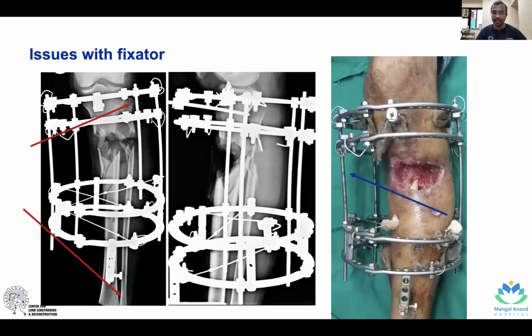Before that, the problems in the fixator were: the first ring was above the level of the fibular head, sir. It was not fixing fibula and tibia. Proximally, the fragment was fixed with 2 rings, and distally, the fragment is fixed with 2 rings. The distal ring is not spanning the distal tibiofibular joint, and it is way high up. And we can see in the picture, the rods are already bent under stress.